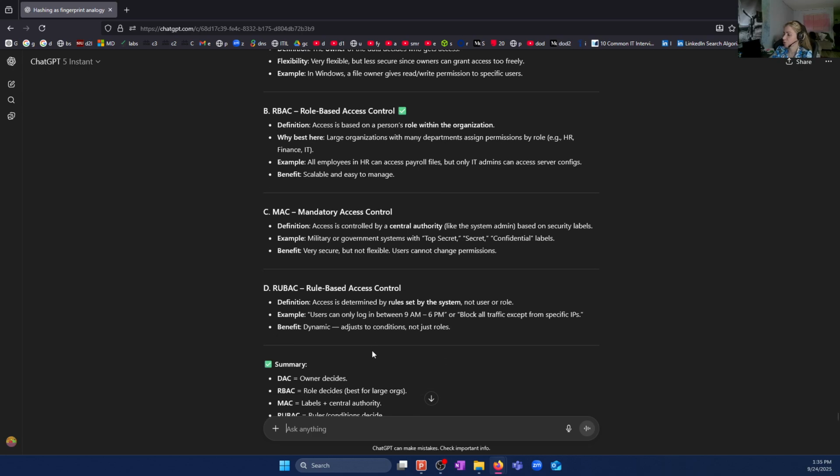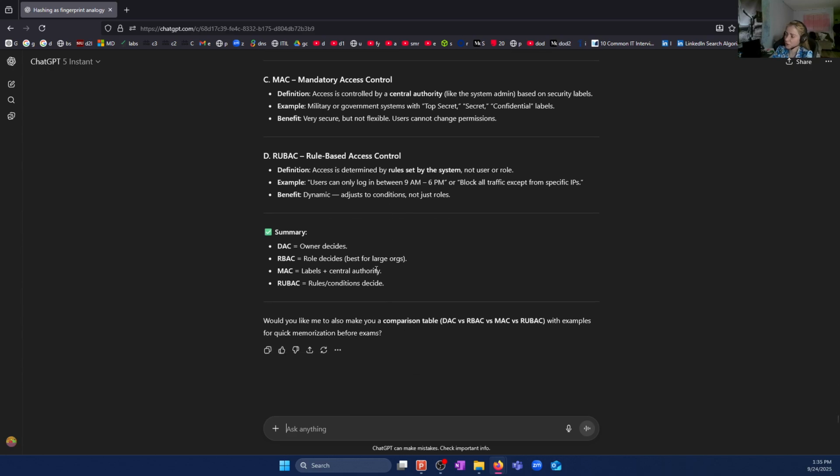And lastly, rule-based access control. Access is determined by rules set by the system, not user or role. Users can only log in between 9 to 6, or block all traffic except from specific IPs. Okay, in short, discretionary access control: owner decides. Role-based: role decides. MAC: labels, central authority. Rules.